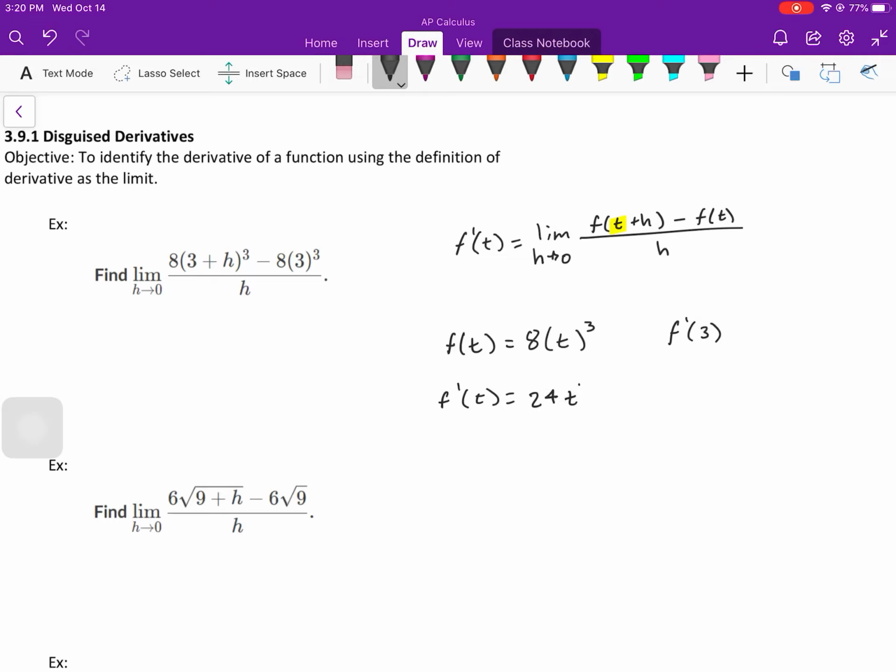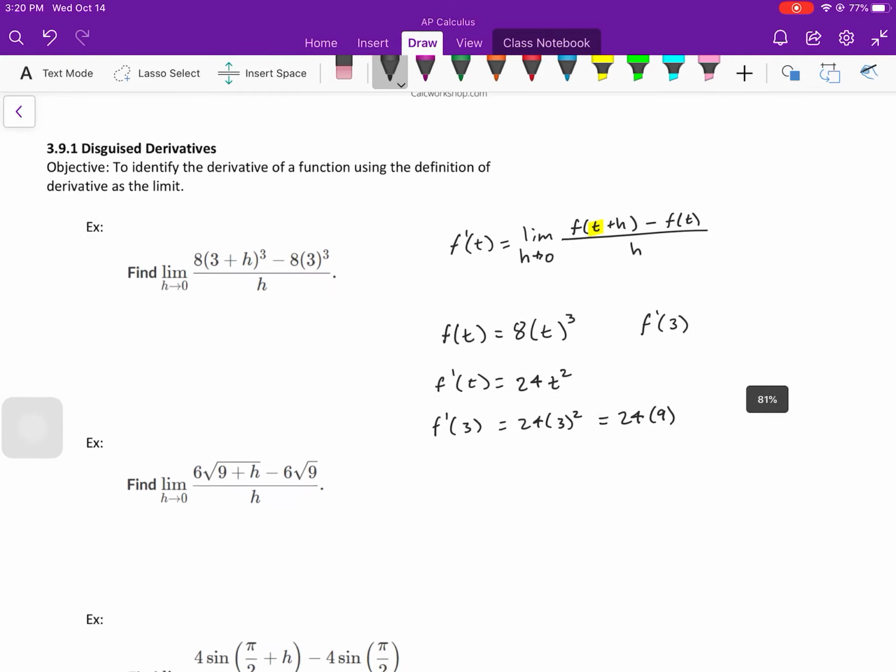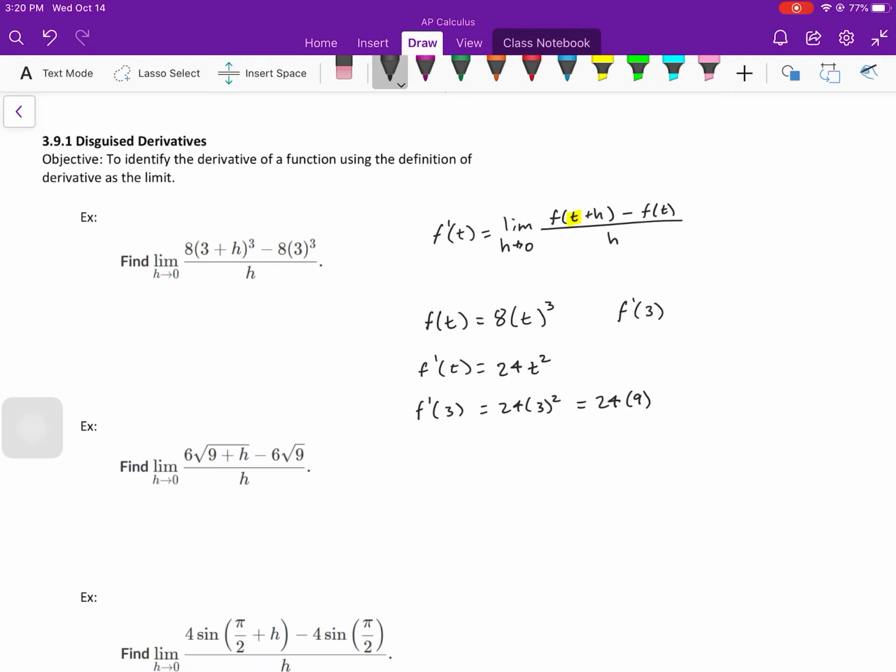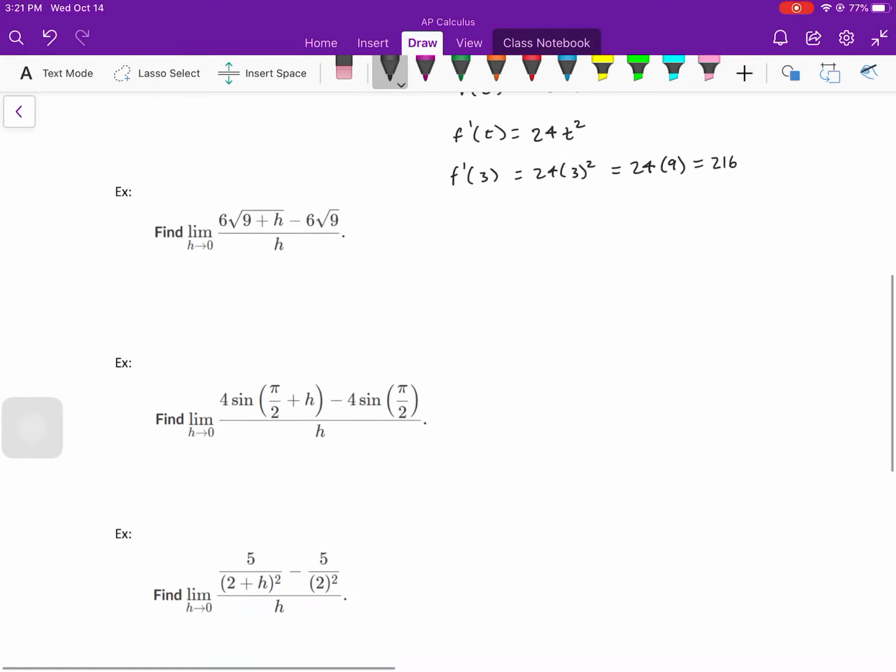That becomes 24t squared. So then f prime of 3 is 24 times 3 squared, which is 24 times 9, which is some big number. Let me think. That would be 180 plus 36. 216, I'm guessing. Let me just double check that. Man, I'm getting better at mental math.